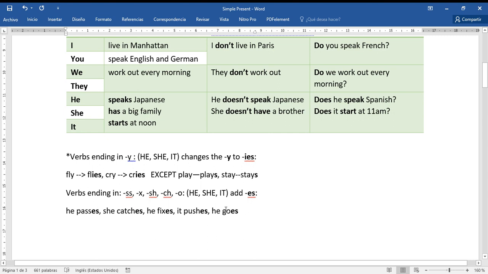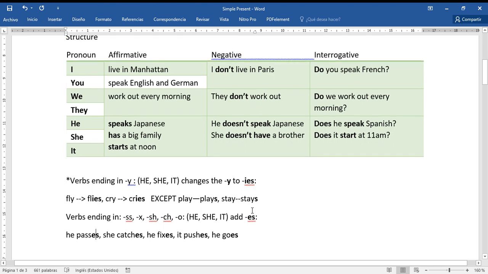I hope this can help you understand. Don't forget to use the correct form of the verb and don't forget to practice.